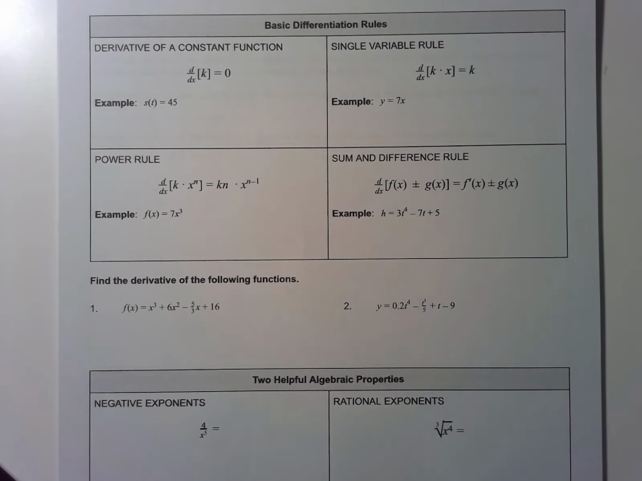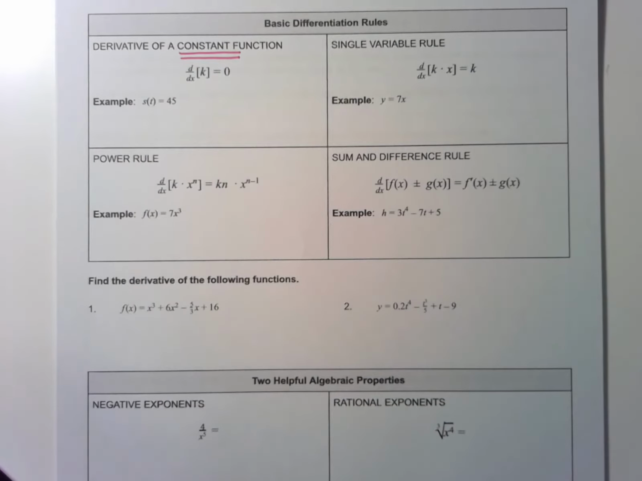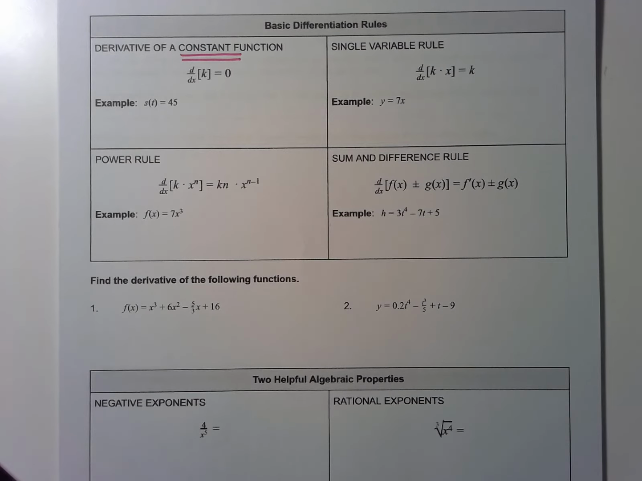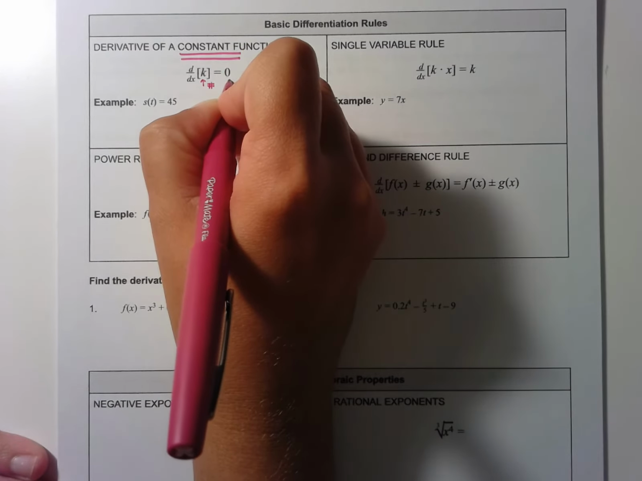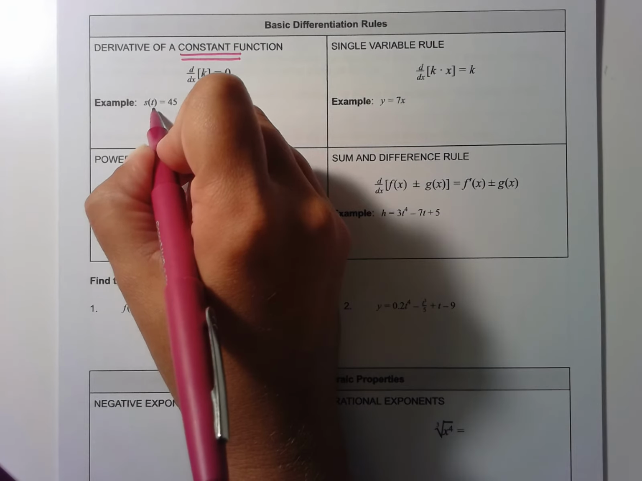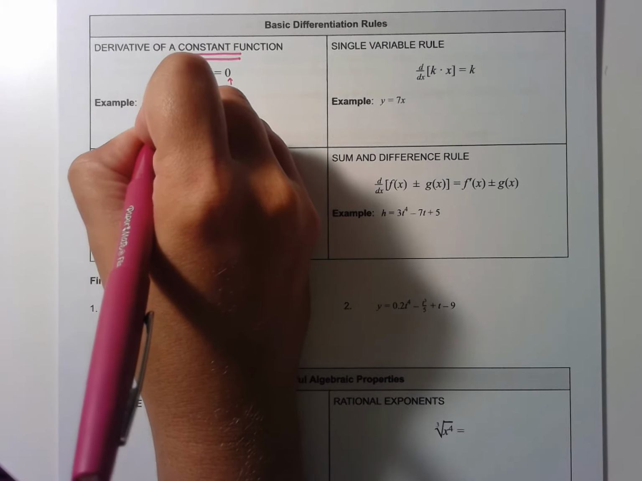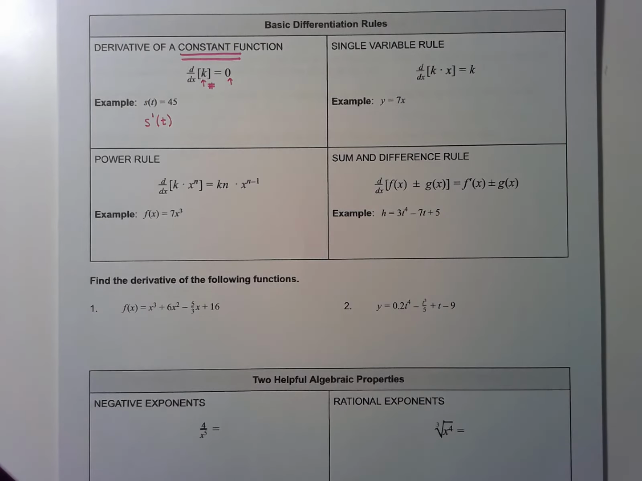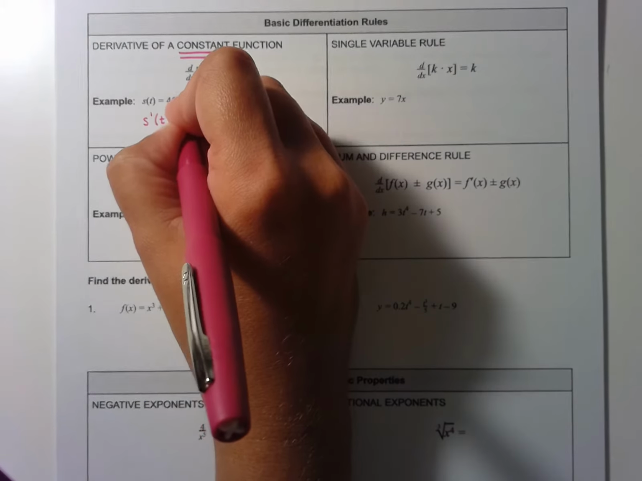So, there are some rules we're going to learn that help us find derivatives. The first rule is what we call the derivative of a constant function. Now, constant means that the value of the function is always the same number all the time. And the rule is that the derivative of just a number is always 0. So, for example, let's say we had the equation s of t is equal to 45. If we were to find the derivative of this, we would say s prime of t, because that little prime means that now we took the derivative. And since 45 is a number, the derivative would just be 0.